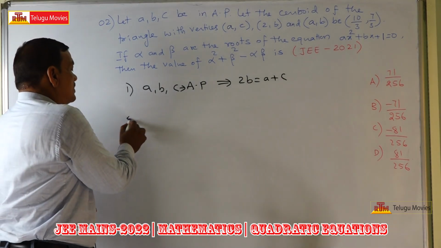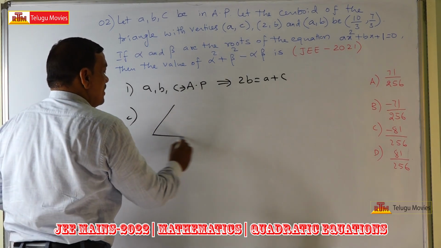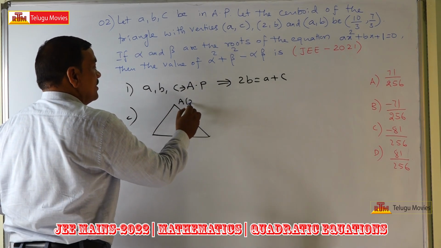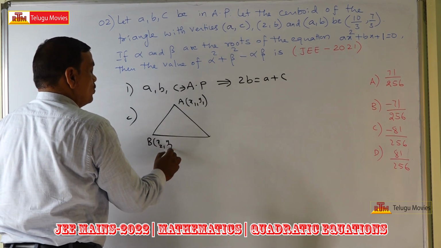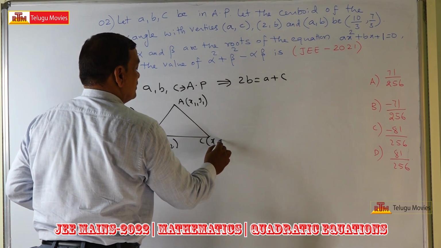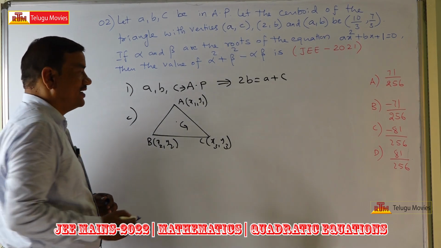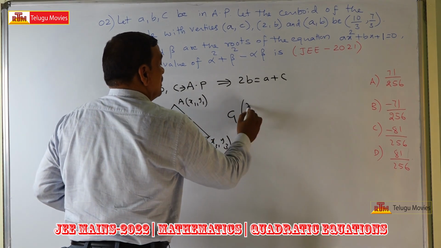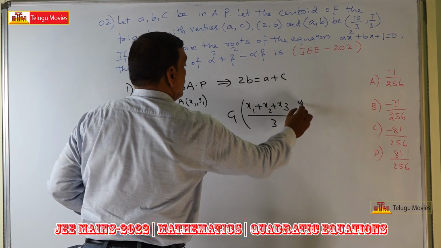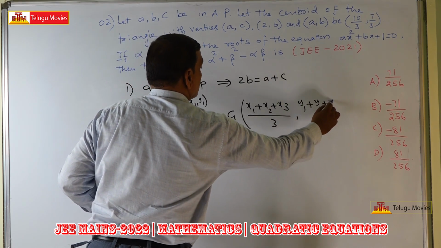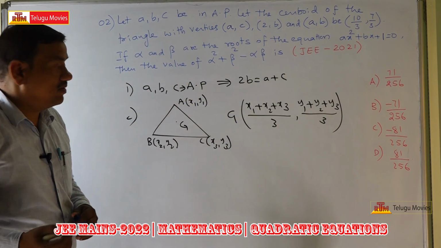The second concept you have to know is, for a triangle with vertices A x1 comma y1, vertex B x2 comma y2, C x3 comma y3, the coordinates of centroid G is given by x1 plus x2 plus x3 upon 3 comma y1 plus y2 plus y3 upon 3. This is the centroid of the triangle.